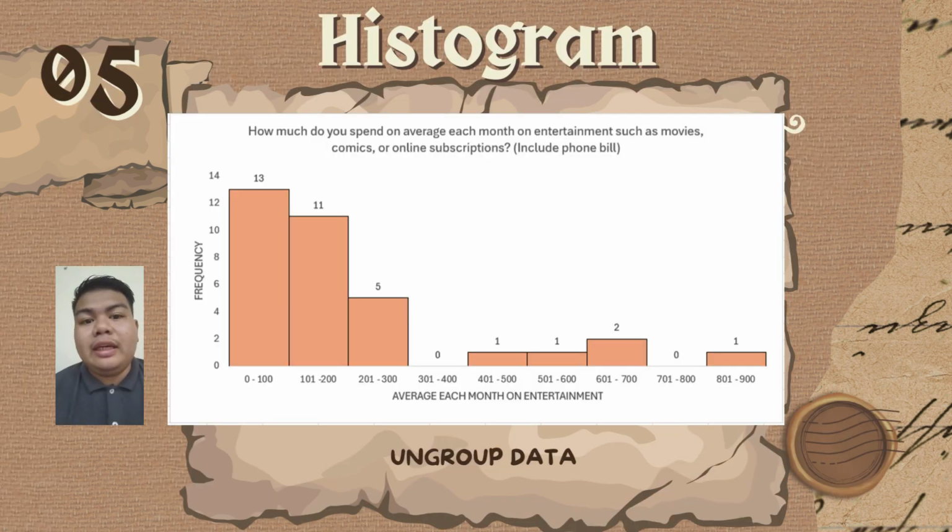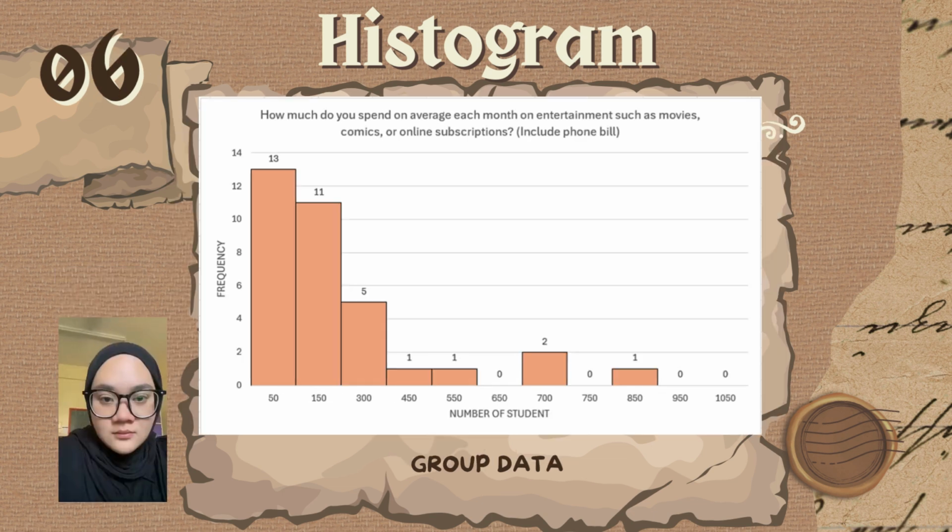For this slide, I create two types of histogram, one for ungrouped data and one for grouped data. The first one is the ungrouped histogram. This shows every individual data value, so we can see exactly how many times each specific amount appears. It's more detailed, but it can look a bit messy if there's a lot of data.